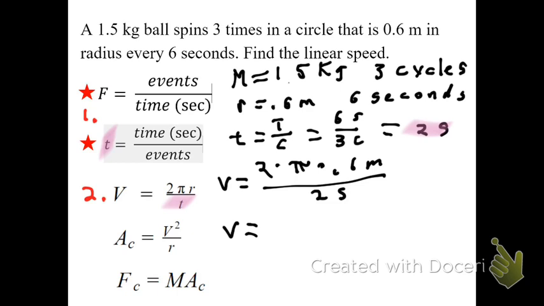and then you're going to hit divide, and then 2, and then enter. And that comes out to 1.88, and that's going to be in meters per second. And that is our linear speed. So that's our final answer here.